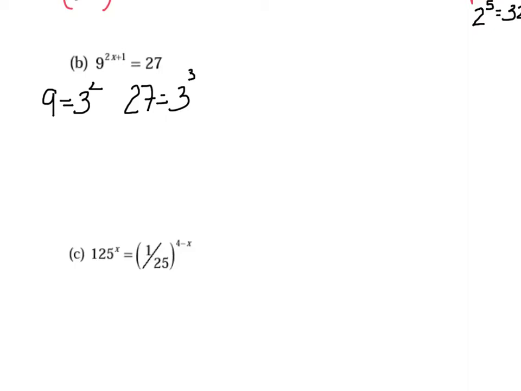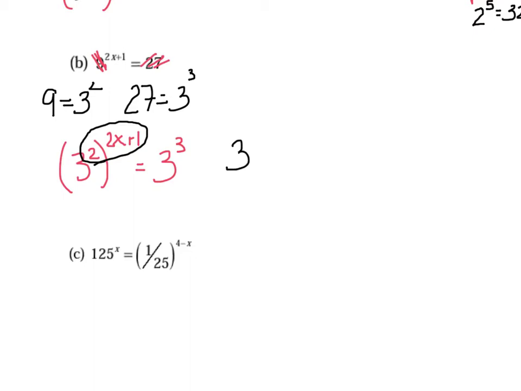Okay, so now I'm going to rewrite them. I'm going to basically replace this 9 with parentheses 3 squared, keep my exponent of 2x plus 1. I'm going to replace this 27 with just 3 cubed. If you can do that, you did the hard part. All right, now I'm going to clean this up by saying power to a power is multiply. So I'm going to say that's 3 to the, if I multiply those, 4x plus 2 equals 3 cubed. Nothing to multiply there.